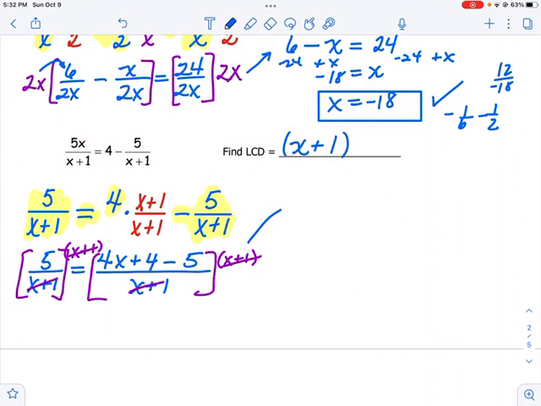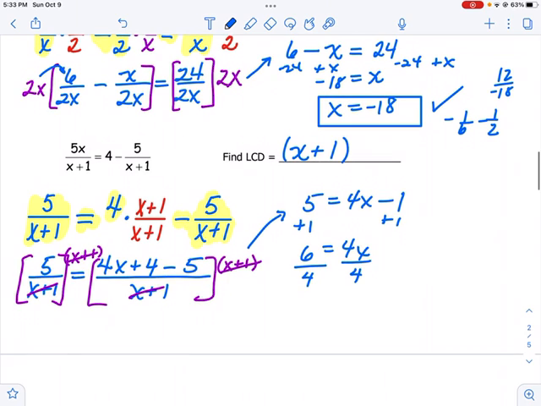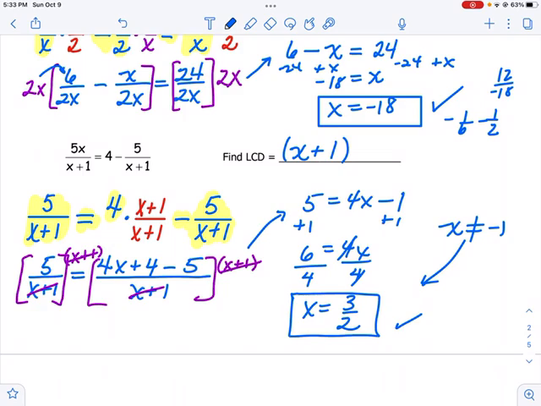We go from here to here, and we have 5 is equal to 4x minus 1. Add 1 to both sides, and we get 6 is equal to 4x. Dividing both sides by 4, we're nearing our answer: x is equal to 6 over 4, or 3/2. I changed sides of the equation. Now, the only restriction on this equation is that x cannot be negative 1, so that's not a problem. We get our solution here, 3/2.